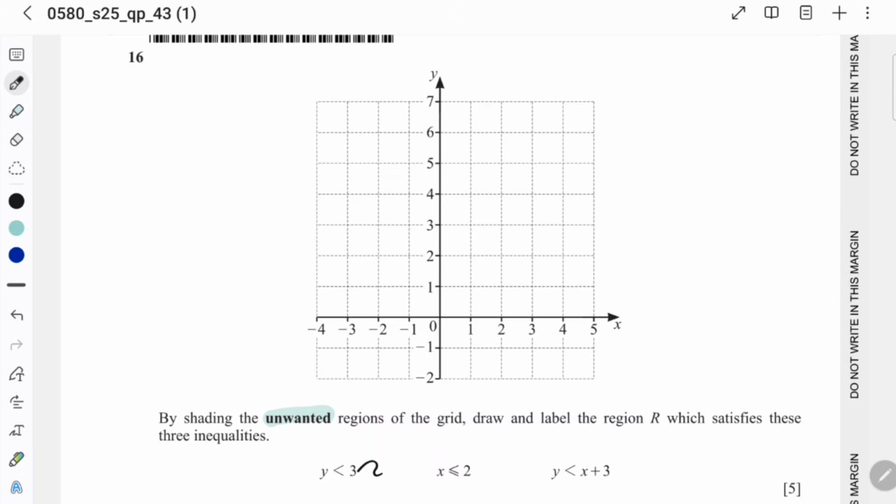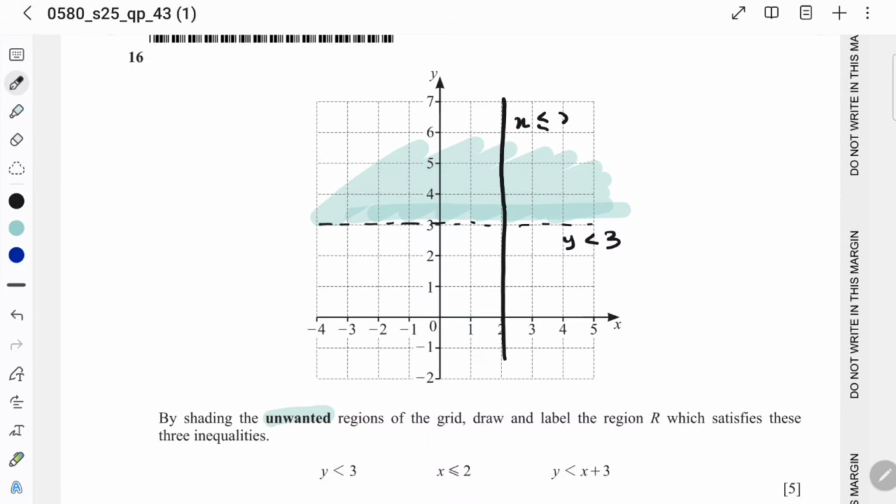Now first, y is equal to 3, so you put a dotted line because less than or equal to is not there. This is y equals 3. So y is less than 3, it means that your region is below. So we'll have to shade in the opposite direction because we are going to shade the unwanted region. Okay. Now the second one. The second line is x is less than or equal to 2. So x equals 2. Just draw a straight line with the help of the ruler. The equal sign is there, that's why we are not making a dotted line.